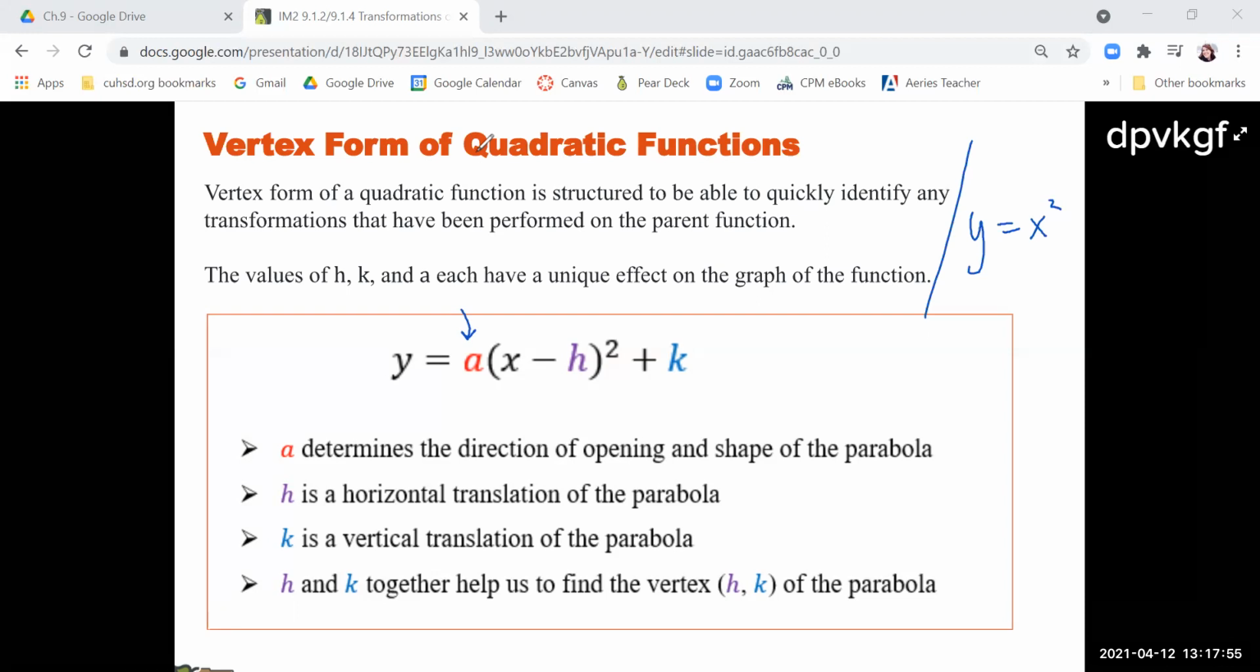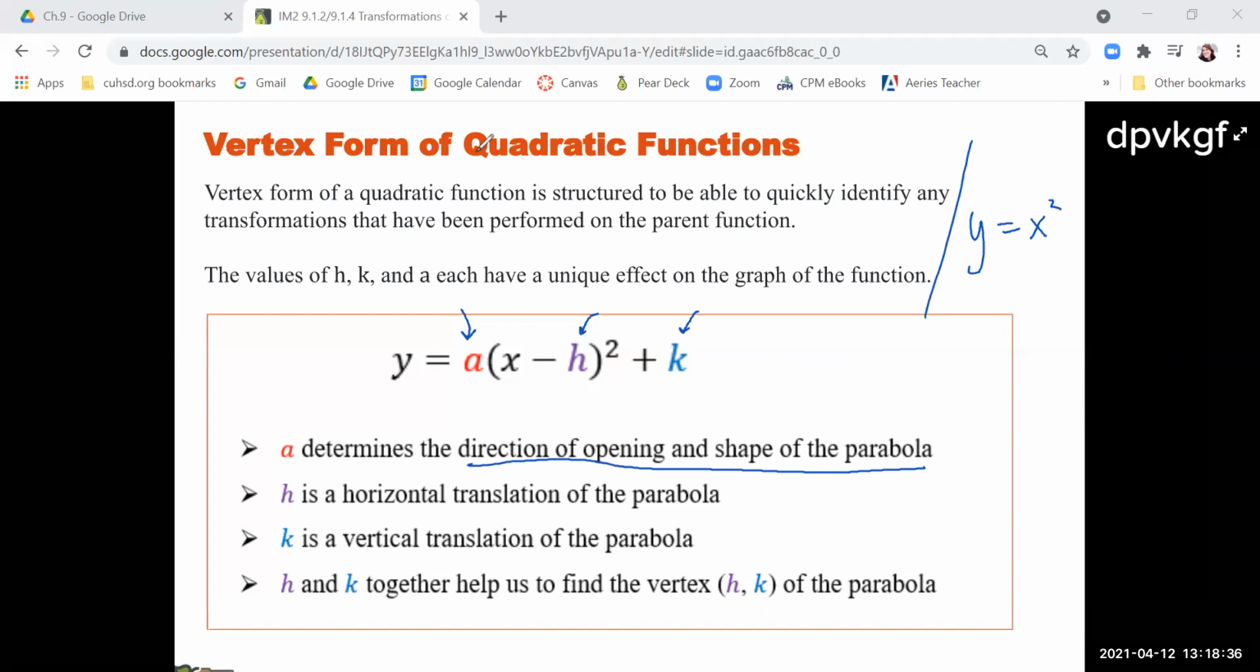Then there's this h value here. We don't have an h showing up in our parent function, so it's a 0. And the k value here. And again, we don't have one of those, so it's a 0. But as we adjust these to be other numbers besides 1, 0, and 0, we start seeing this transformation behavior come out, and we're moving our graph around and changing how steep it is or which direction it opens. So a, that leading coefficient, determines the direction of the opening and the shape of the parabola. And we will get into this in more detail in some examples later on.